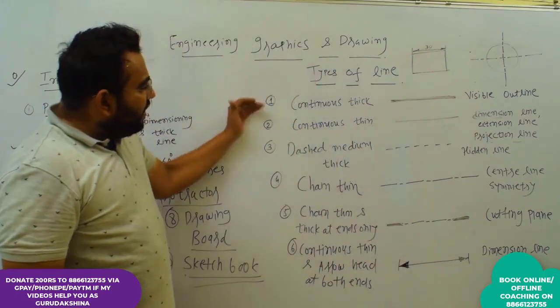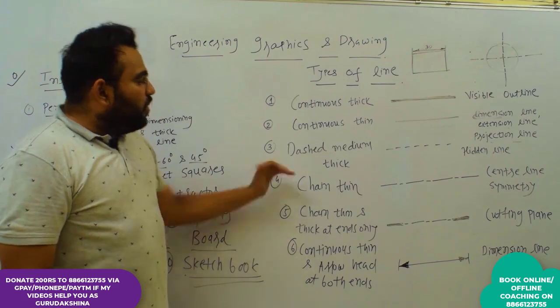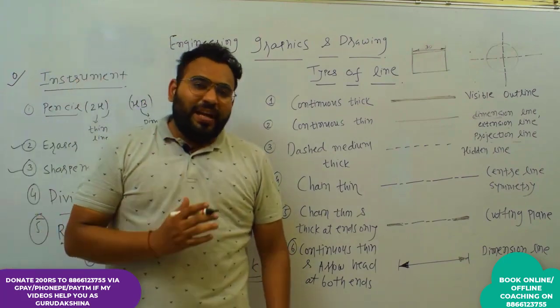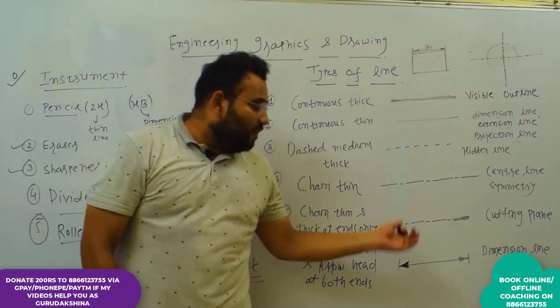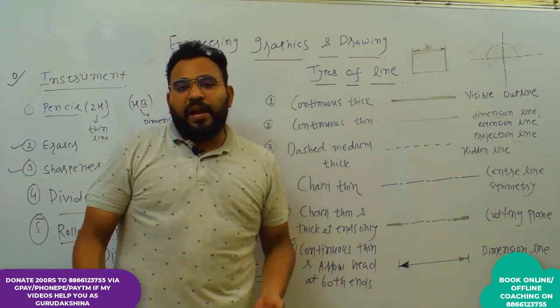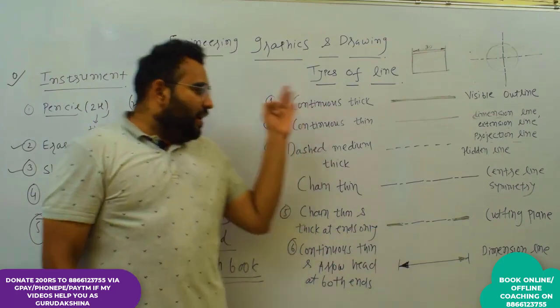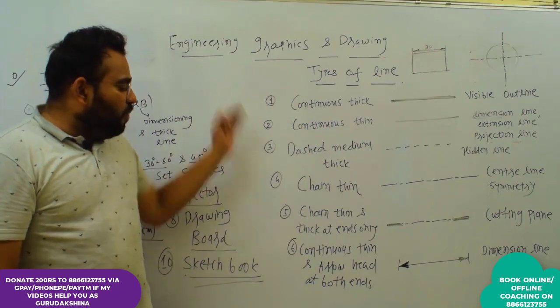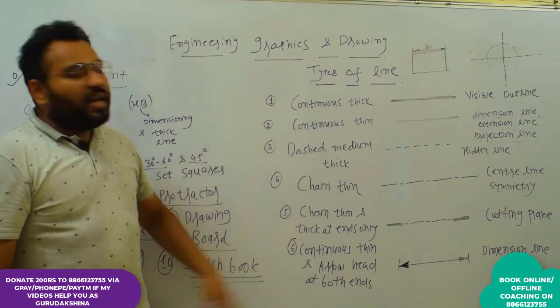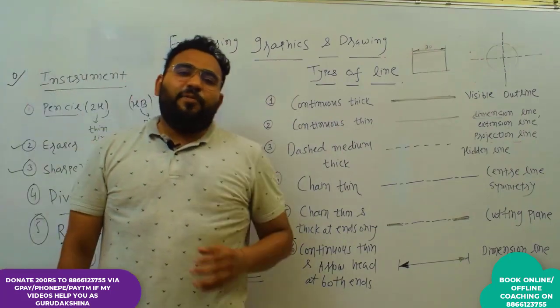So these are the different types of line which we are going to use in our engineering drawing subject. There are also other lines, short break line and long break line, but I'm not going to take them over here because these are the most important lines. These six lines are going to come again and again in every chapter of engineering drawing.